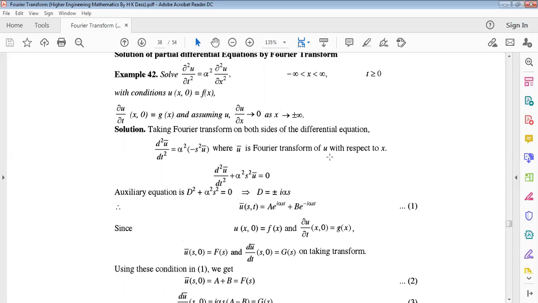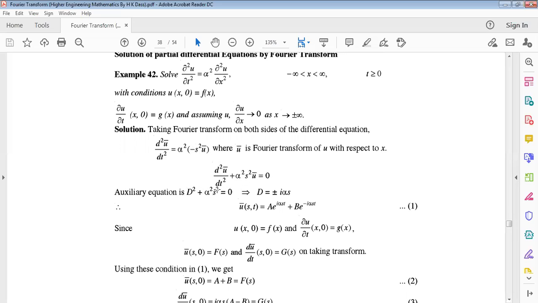U bar is the Fourier transform of u with respect to x. That means this differential equation can be written as d square u bar dt square plus alpha square s square u bar equals to 0. Now the auxiliary equation, taking d/dt equals to capital D operator, will be capital D square plus alpha square s square, just taking u bar common.